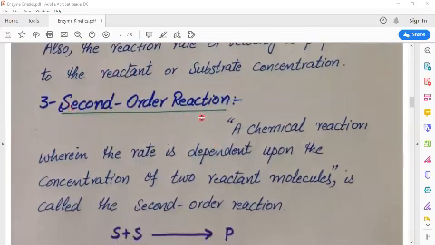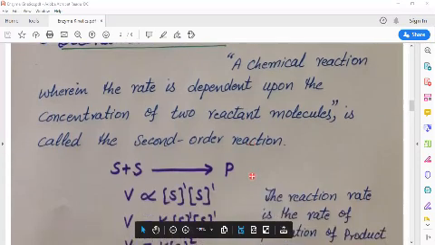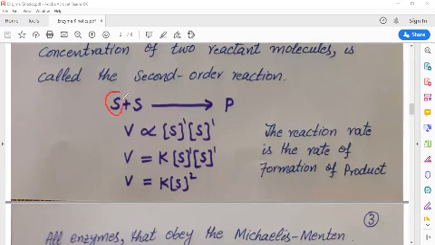Second order reaction is defined as a chemical reaction wherein the rate is dependent upon the concentration of two reactant molecules. That is called the second order reaction. In the general reaction, we can see two substrate molecules, one substrate and a second substrate. They are converted into the product. It means in such a kind of reaction, the rate is directly proportional to the substrate concentration of one molecule and the substrate concentration of the other molecule.